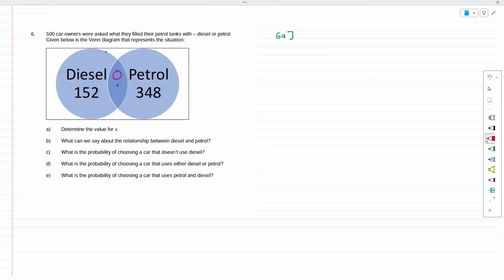Now, the total number of people interviewed was 500 people. So we're going to go with 500 people equals to 152 plus X plus 348. If we add this up, it's 500 plus X, and that's 500. And 500 minus 500 equals to X, and X equals to 0. And that makes sense. Why? Because cars can't use petrol and diesel at the same time.